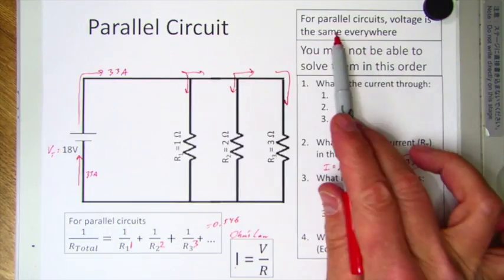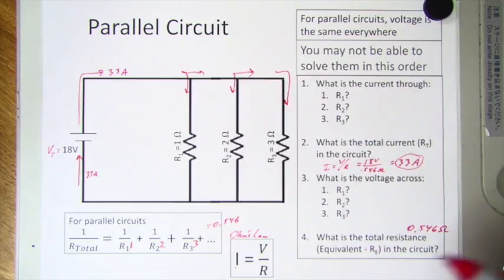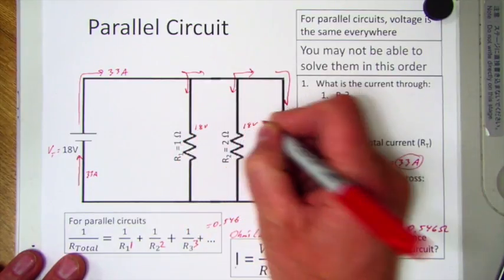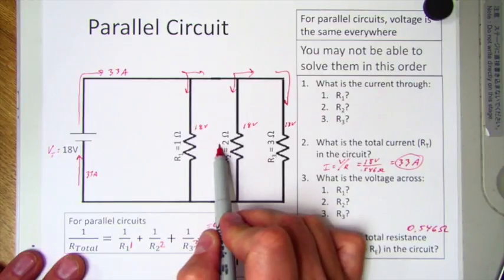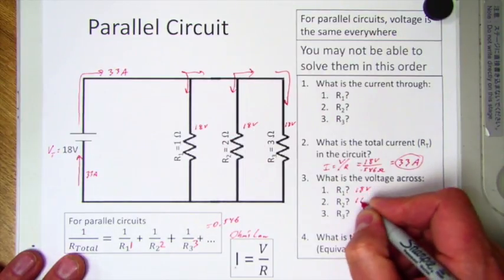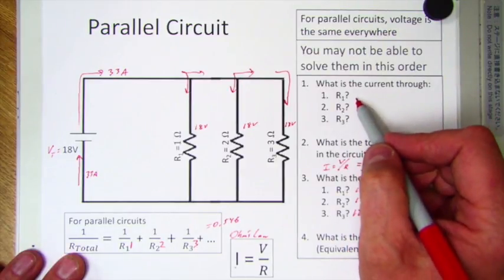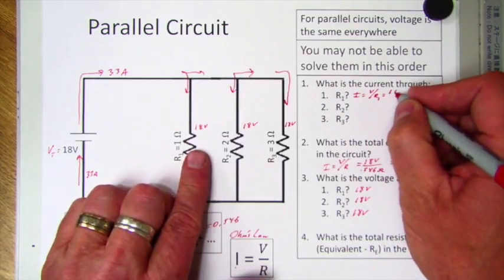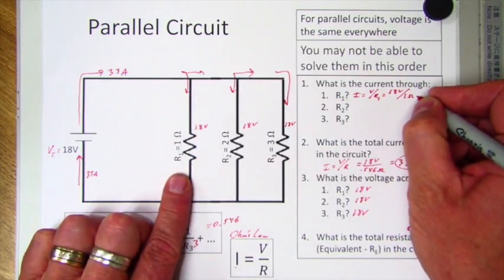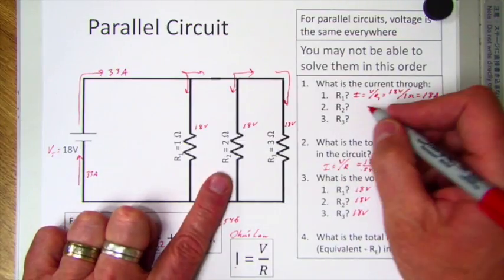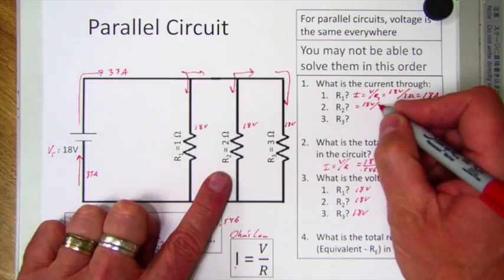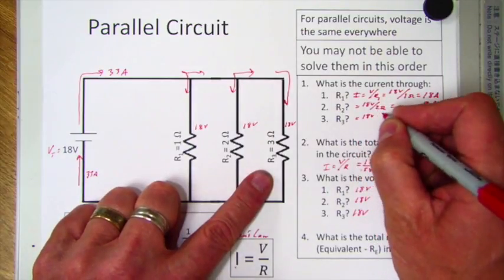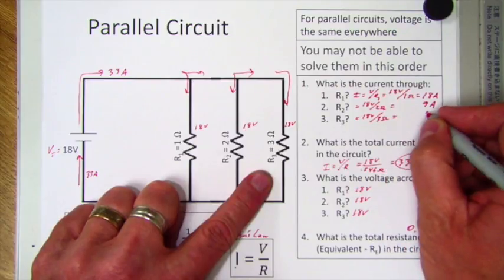Now, if you'll remember, in parallel circuits, voltage is shared. It's the same. So if we have a total of 18 volts in the system, I know that it's 18 volts everywhere. So now I know the resistance and the voltage across everything, so I can find the current through each and every one. Remember, current is voltage divided by resistance. In this case, for resistance 1, it's 18 volts divided by 1 ohm, or 18 amps. For 2, it's 18 volts divided by the 2 ohms, or 9 amps. For resistor 3, it's 18 volts divided by 3 ohms, or 6 amps.